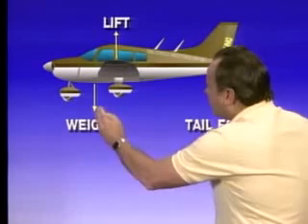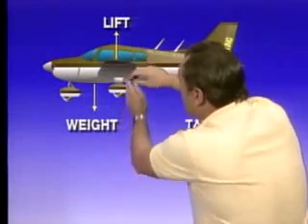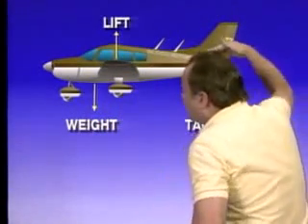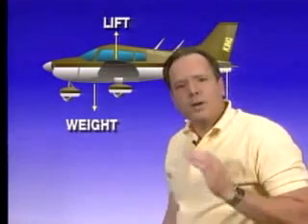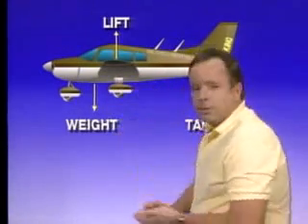The fact that the center of gravity is ahead of the center of lift means that you have to have a downforce on the tail, and that downforce on the tail makes the airplane stable as far as speed and pitch are concerned. Now let's get the airplane just a little bit too slow.